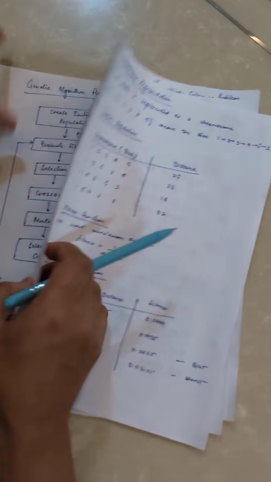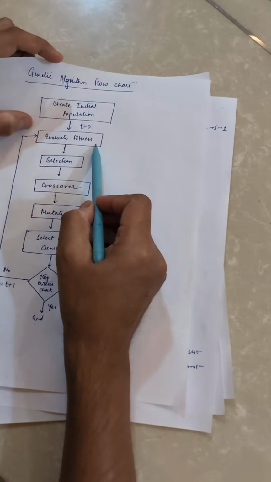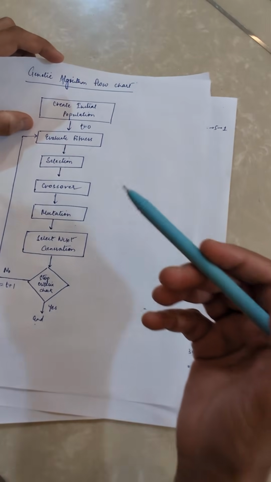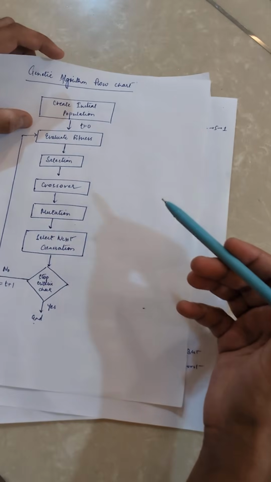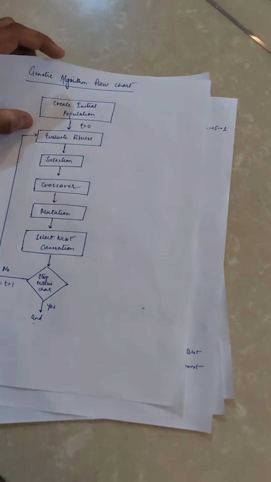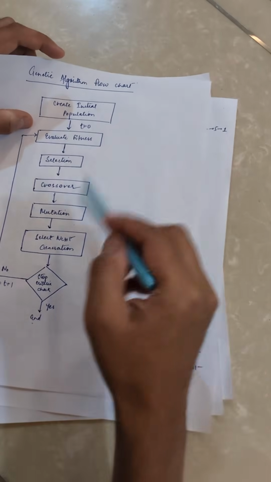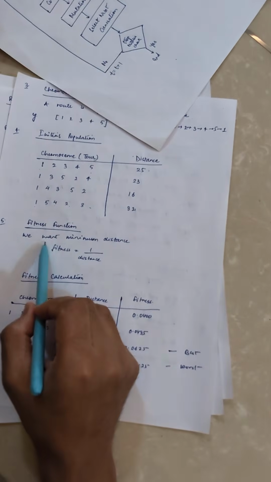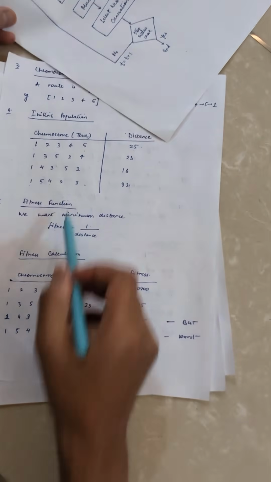The next step in the problem was to evaluate the fitness. Here, we have to minimize the distance, right? So fitness will be inversely proportional to the total distance. So fitness will be equal to 1 by distance. So the fitness function becomes 1 by distance. We'll evaluate the fitness for each chromosome.